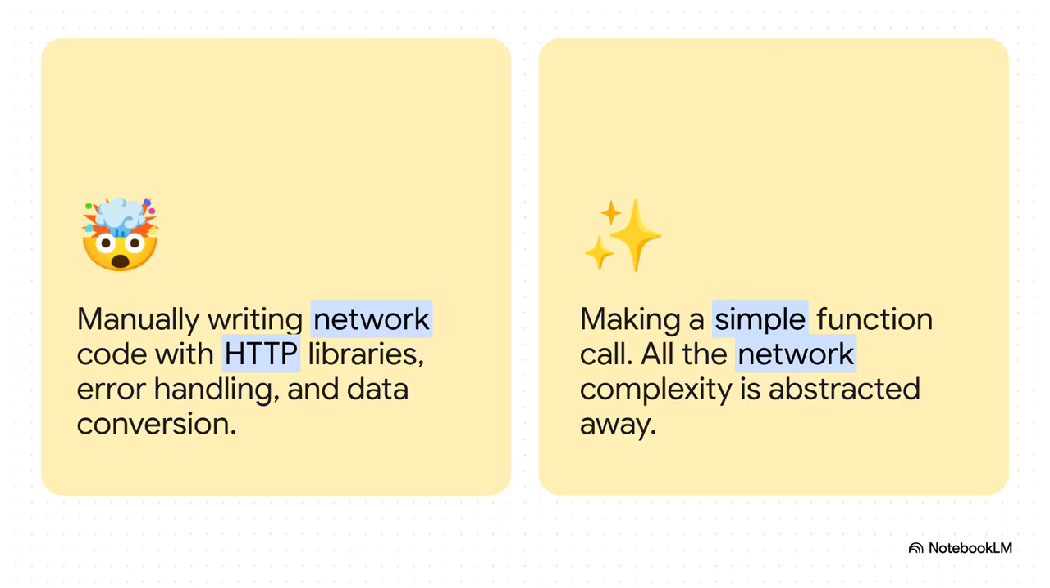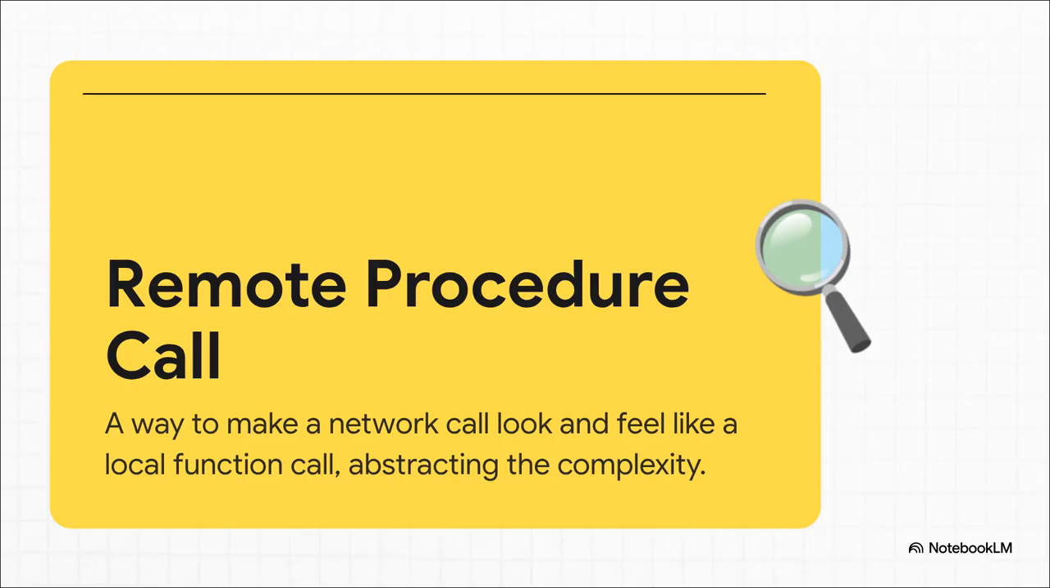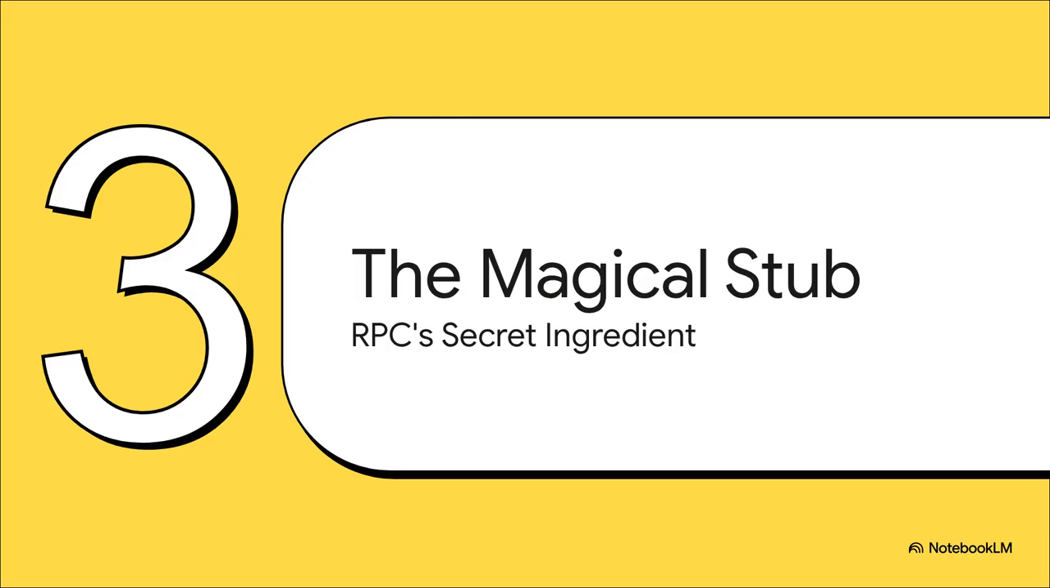So what exactly is an RPC? Well, think of it as a protocol that lets your program run a function on a totally different machine as if it were right there, locally. It handles all the messy network plumbing so you can stop worrying about infrastructure and just focus on building your features. Okay, so how does this magic actually work?